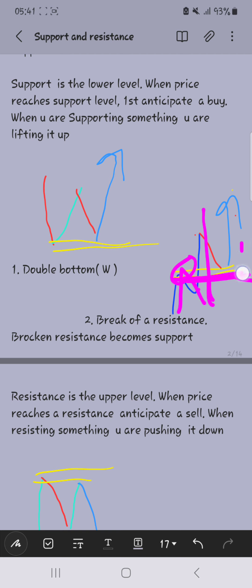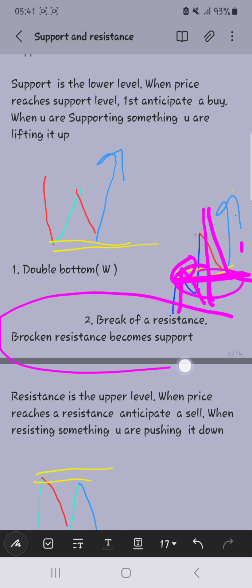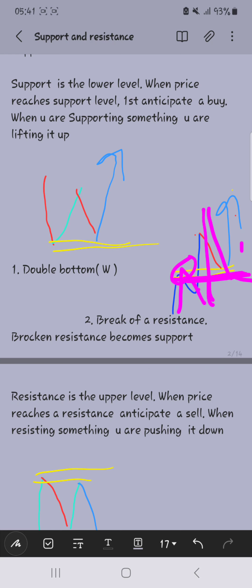And when the market pulls back to the broken resistance area, it now acts as a support. So a broken resistance becomes a support when the market comes back to it. When the market pulls back to that area, we're going to be anticipating our buys, because now it's acting as a support area since this resistance was broken.